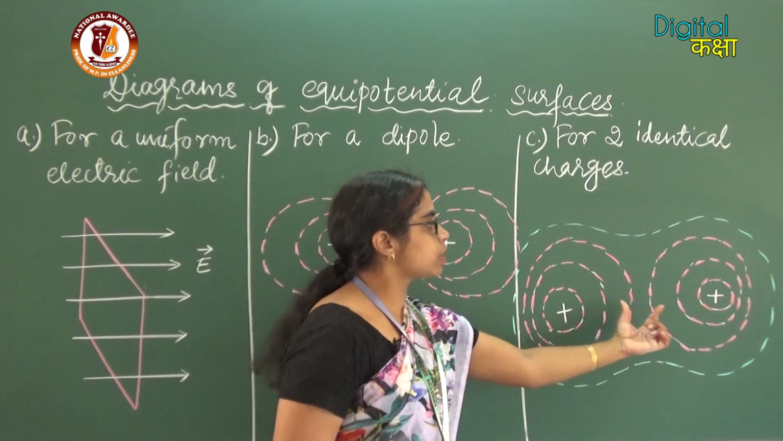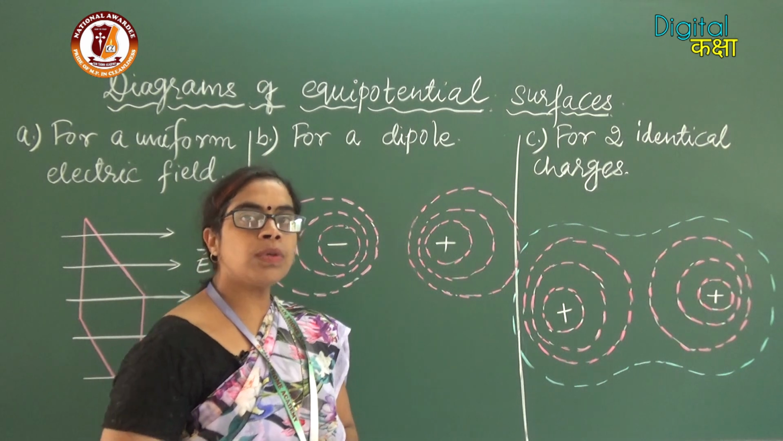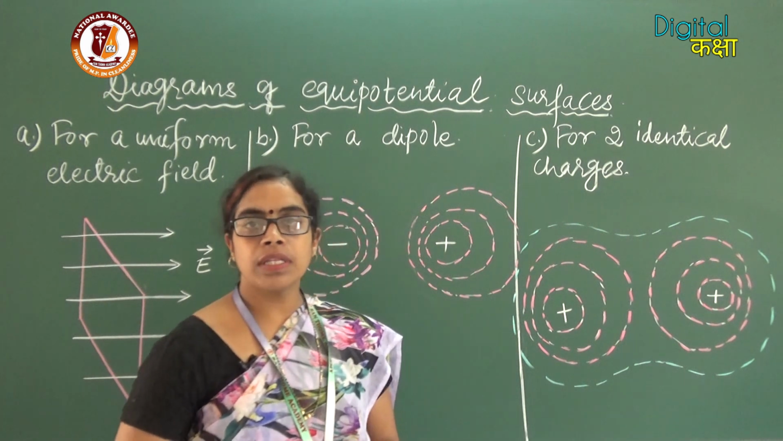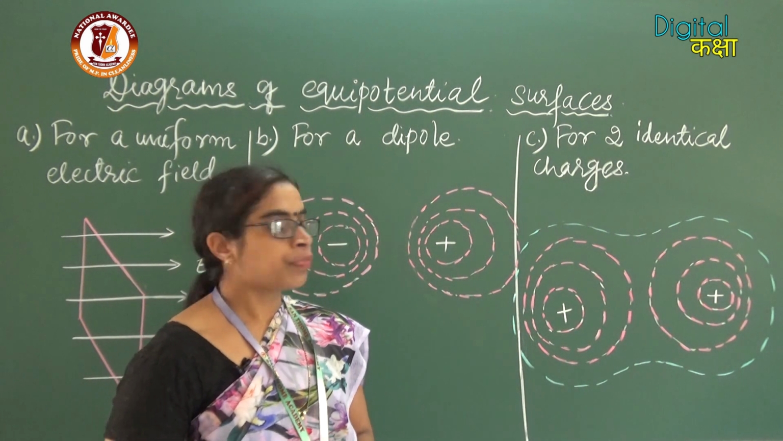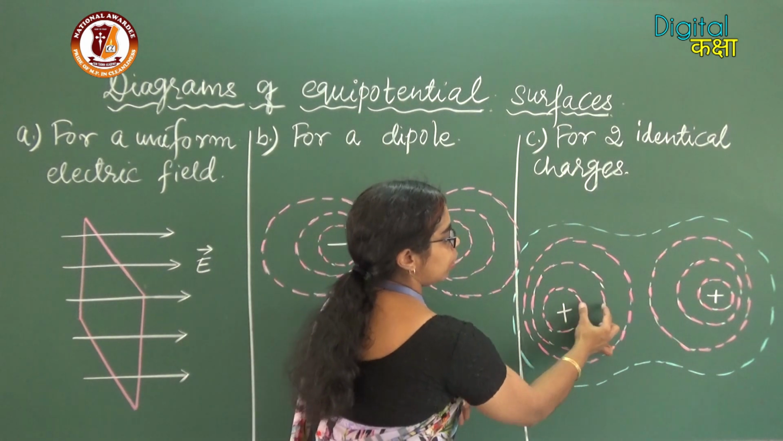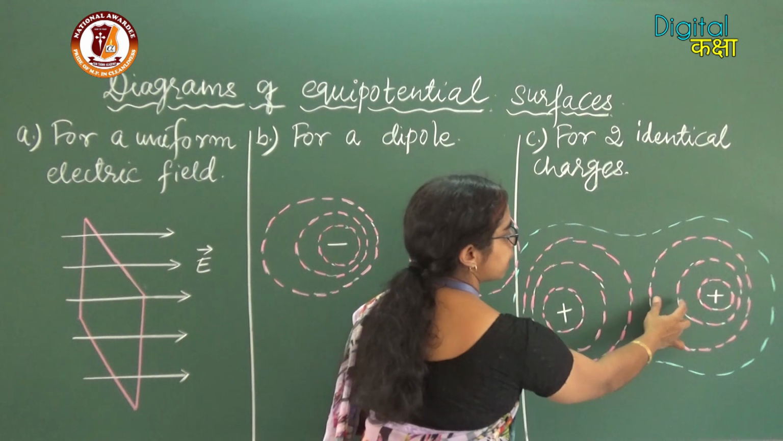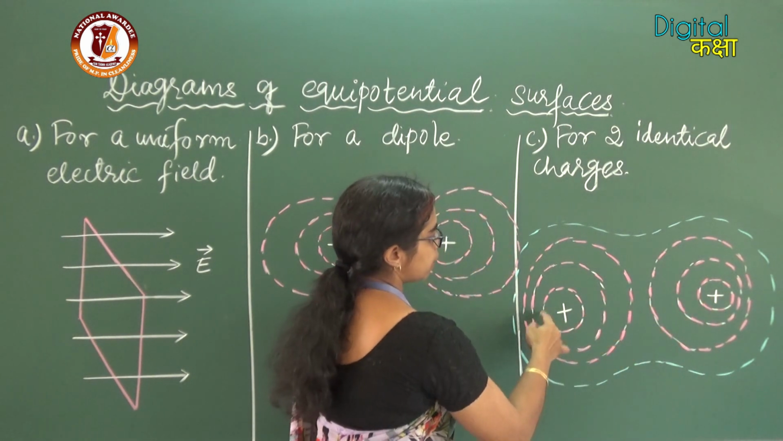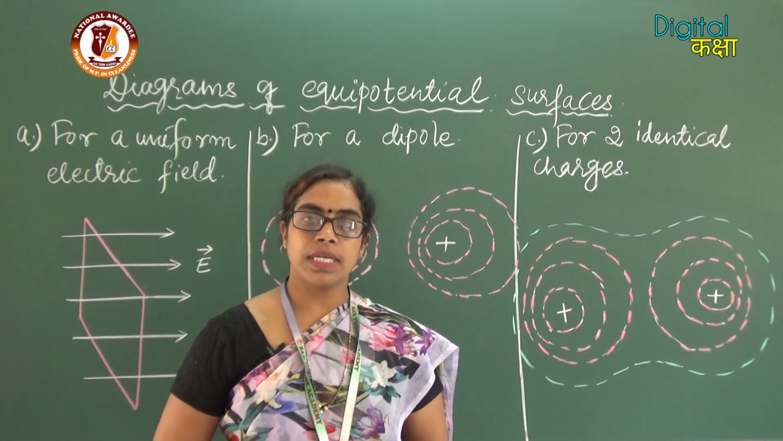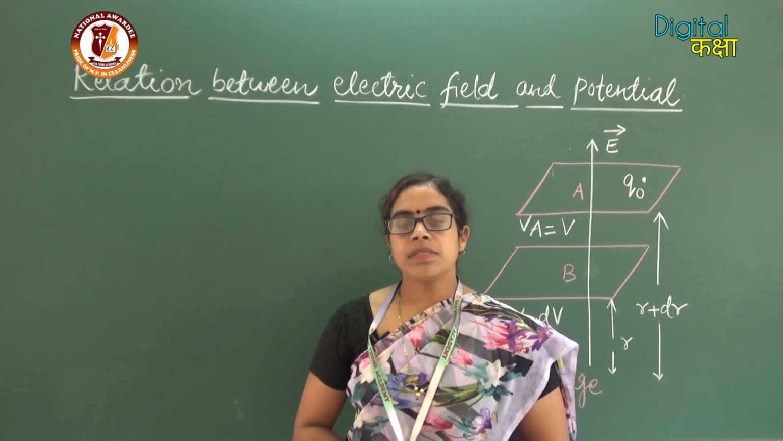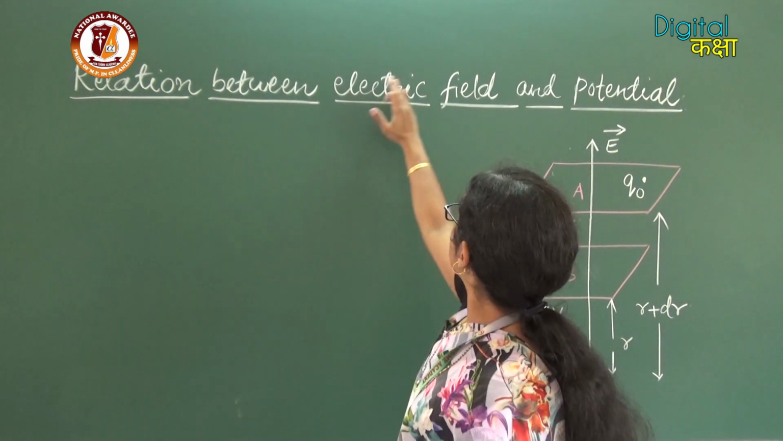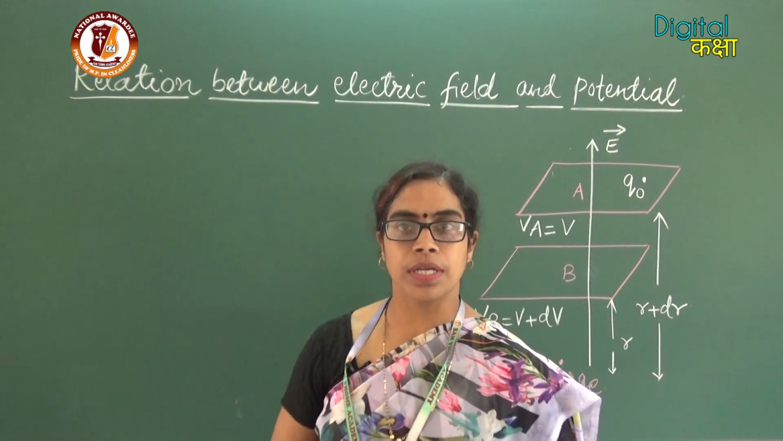Here two positive charges are taken, and around these two positive charges the equipotential surfaces are shown with pink color lines. There you can notice that on one side the gap between two consecutive equipotential surfaces is more, whereas on the other side the gap between the equipotential surfaces is less. Let us now derive the expression to find the relationship between the electric field and potential.